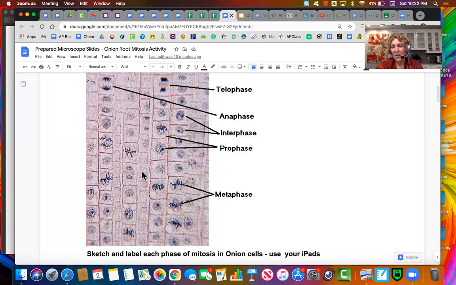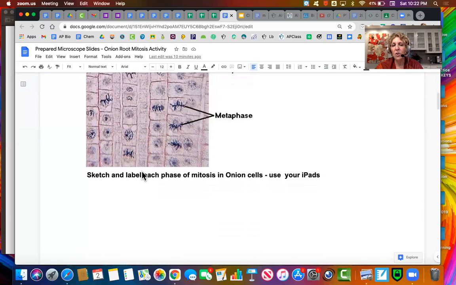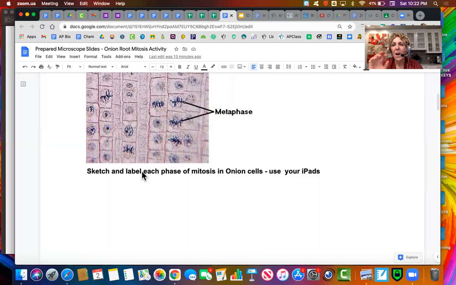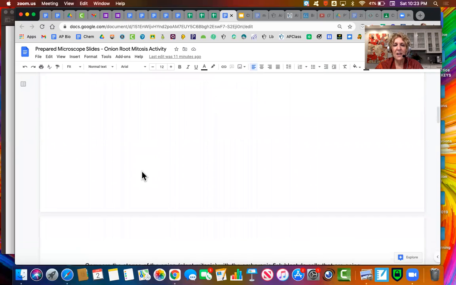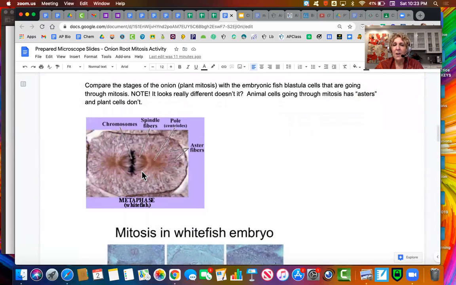Okay, so make sure you use your textbook, and I want you to make some sketches of each phase based on what you see under the microscope. Okay, because you're going to need practice for that. All right, and everybody should have their own microscope for this. Make your sketches there.